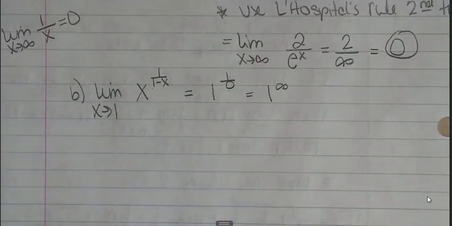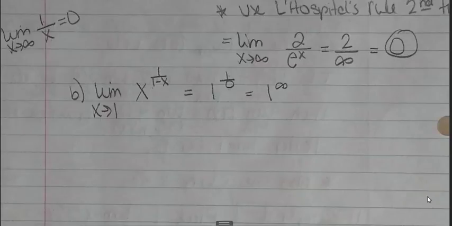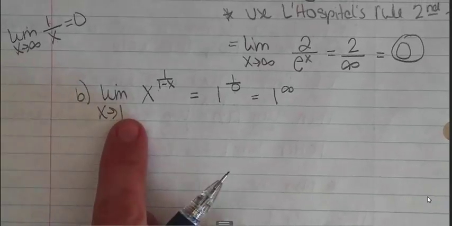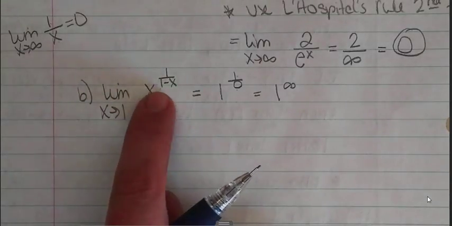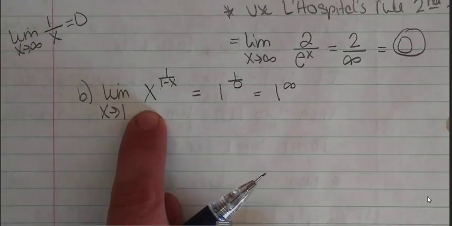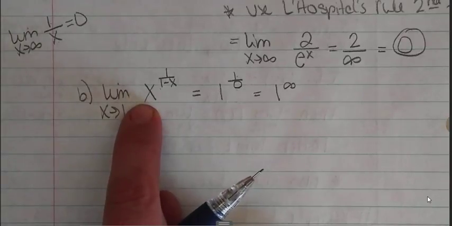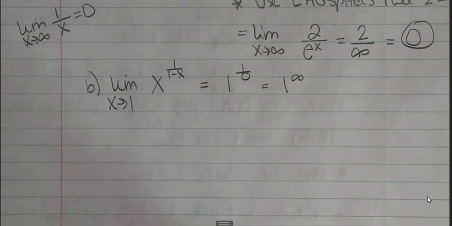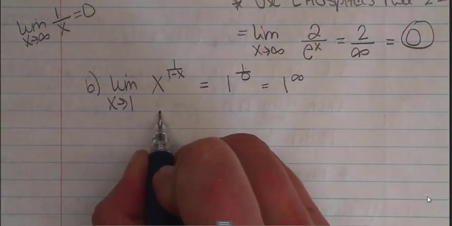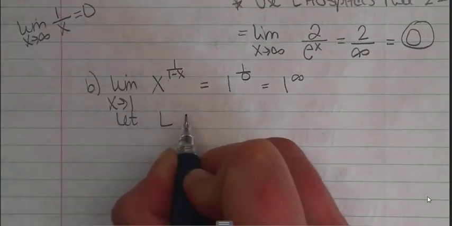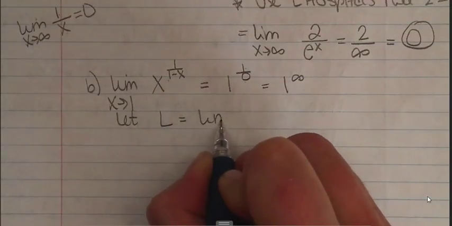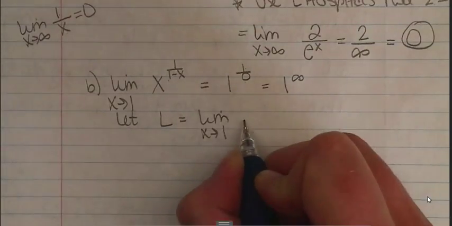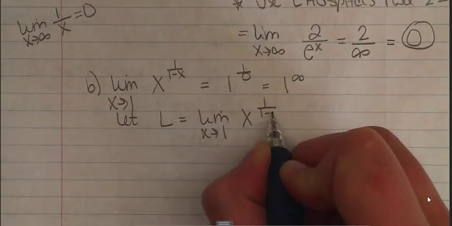Okay, so what I'm going to do now is I'm going to use L'Hopital's rule. The problem is this looks pretty ugly and it's not really in any form for me to use L'Hopital's rule. So I need to get it into a form that will allow that to happen. So really I need to have a numerator and a denominator. So in order to do that, I'm going to use logarithmic differentiation. I am going to let L equal the limit as x goes to 1 of x to the 1 over 1 minus x power.